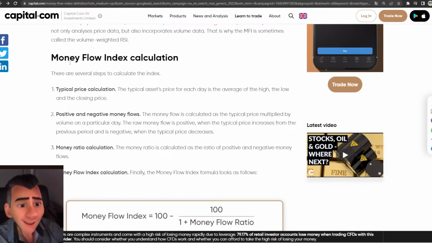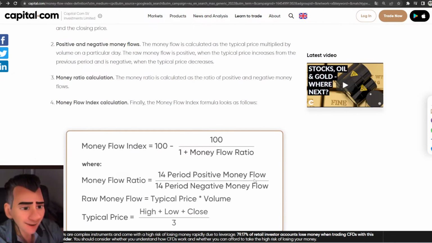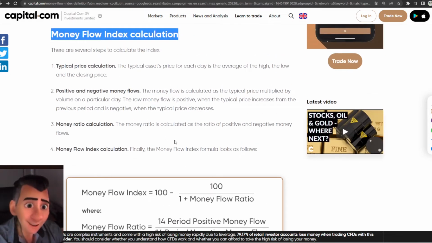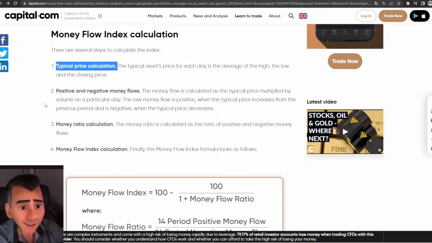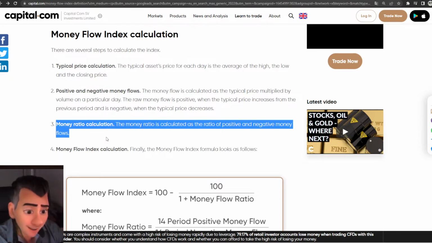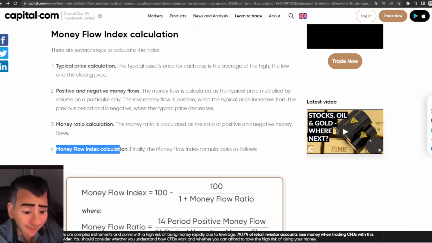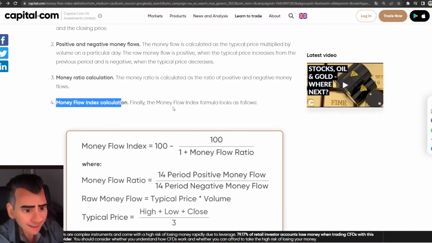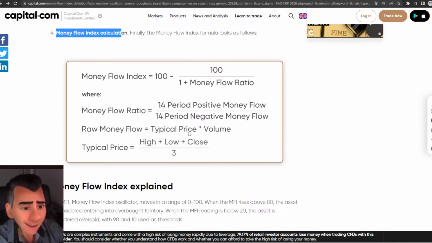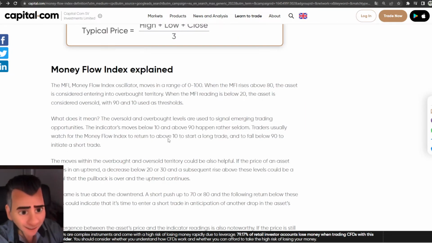The money flow index calculation. If you don't know how to calculate it, here is a really nice stuff. You can use this one, but I will show you. This is a nice indicator on TradingView. I'll show you soon, guys. The typical price calculation, the positive and negative money flows, the money ratio calculation, and the money flow index calculation. So these are the four things used for the money flow index calculation.